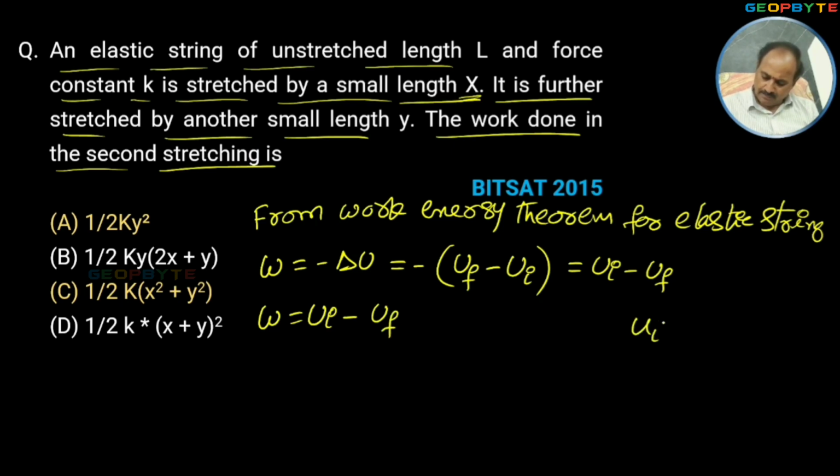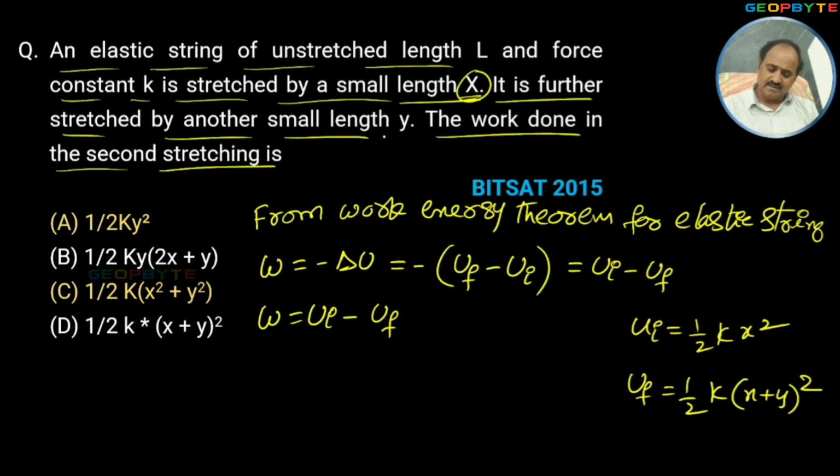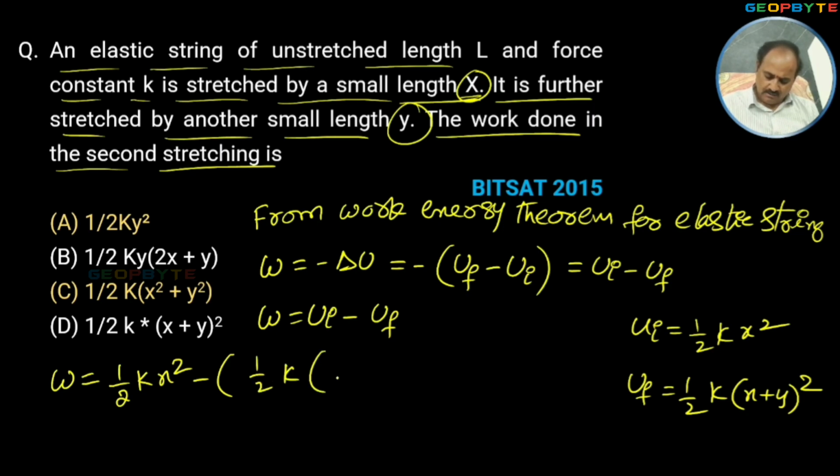Here Ui equals half into K into x square. Initially it is stretched by x. Uf equals half into K into (x plus y) whole square. It is further stretched by length y. That's why it is (x plus y) whole square. Then W equals Ui minus Uf, which is half K x square minus half K (x plus y) whole square. Now you need to expand it.